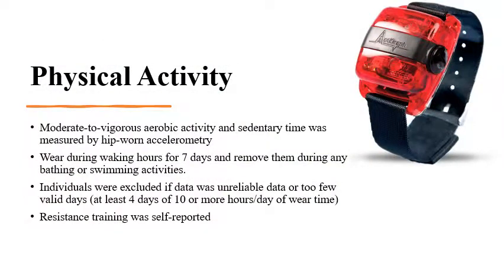Moderate to vigorous aerobic activity and sedentary activity were collected with hip worn accelerometer pictured here. Individuals are asked to wear this device for all waking hours over 7 days and to remove them during water-based activities. Individuals were not included in the analysis if their data was unreliable or had too little valid days.